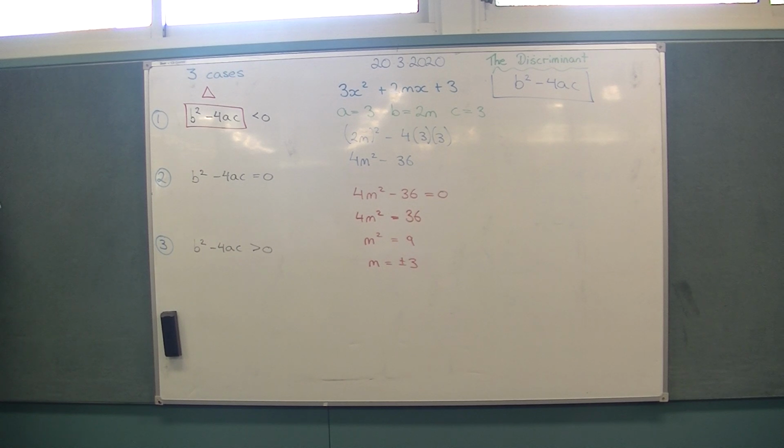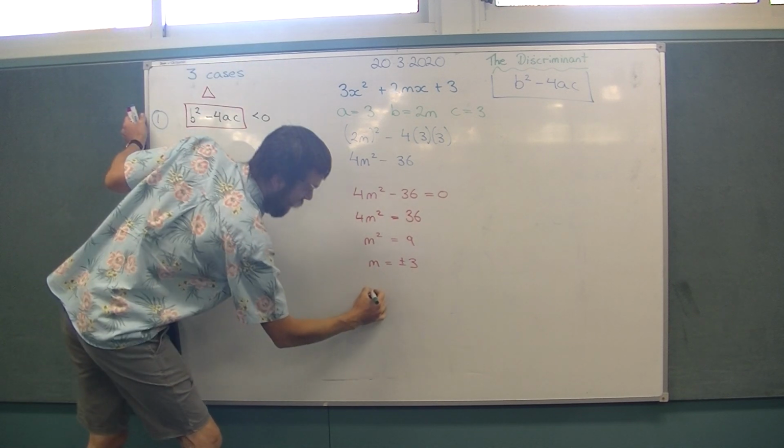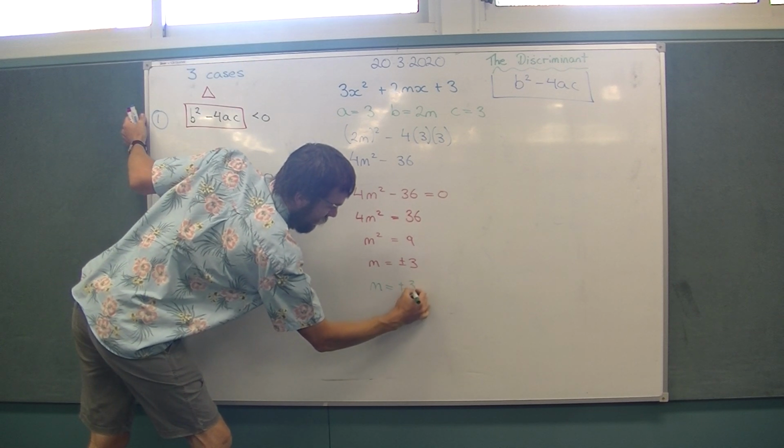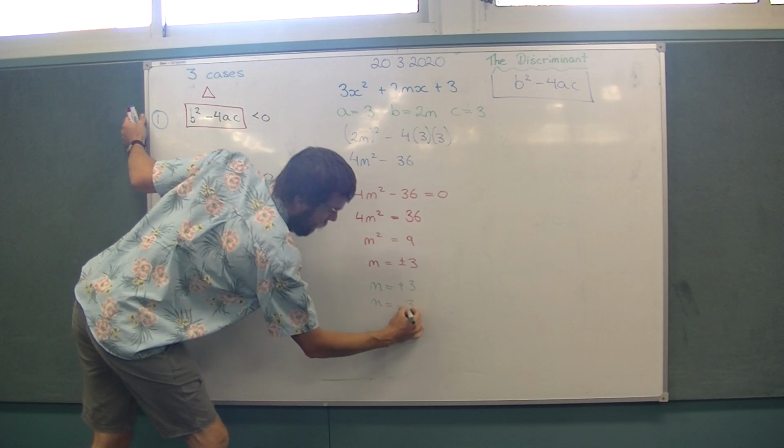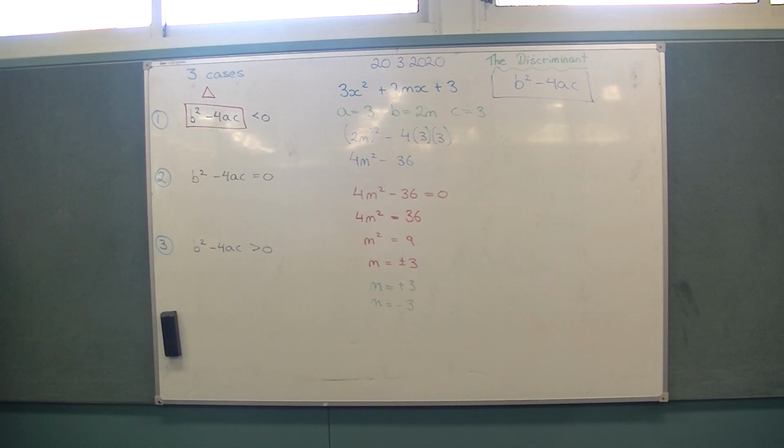So if m equals positive 3 or m equals negative 3, in either way they would all equal out to 0. So it's one solution. Good. And how do we know that from the original red line that I wrote there? Because it equals 0.